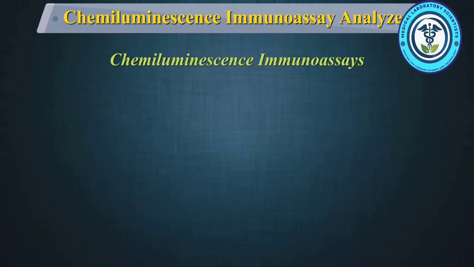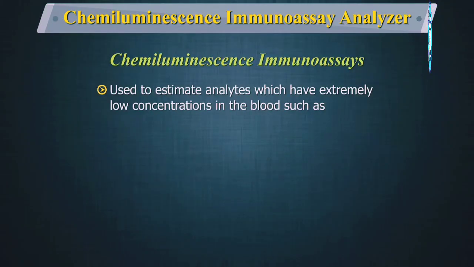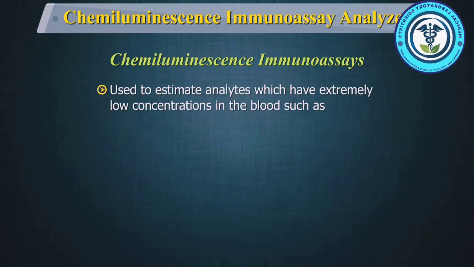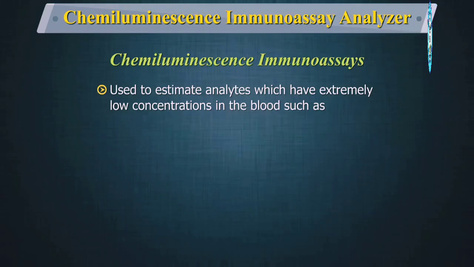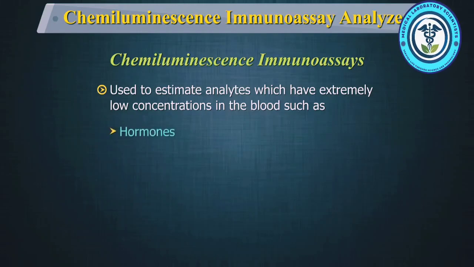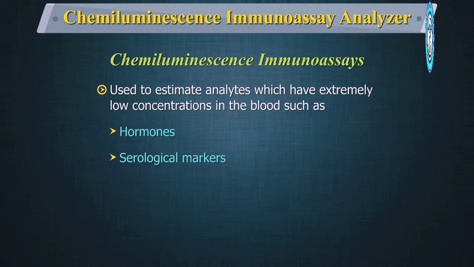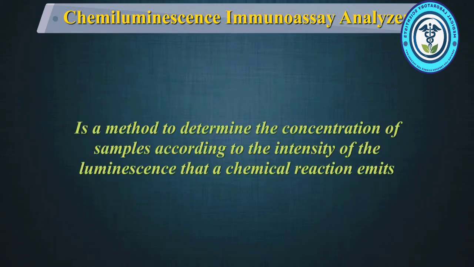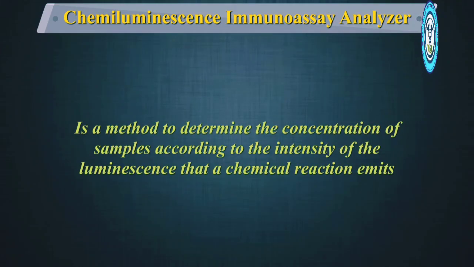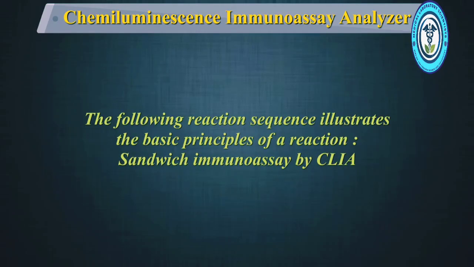Chemiluminescence immunoassays are used to estimate those analytes which have extremely low concentrations in the blood, such as hormones, serological markers, and drugs. Chemiluminescence immunoassay is a method to determine the concentration of samples according to the intensity of the luminescence that a chemical reaction emits. The following reaction sequence illustrates the basic principles of a reaction.